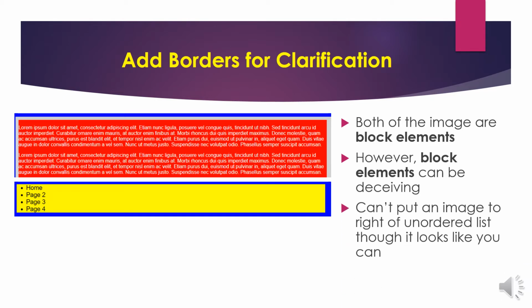So again, if you're not sure, make sure you put a border around it to see if it is a block element or an inline. So you might be able to look at that and say, hey, I can put an image to the right of that unordered list, but in reality you can't, because the unordered list is a block element.